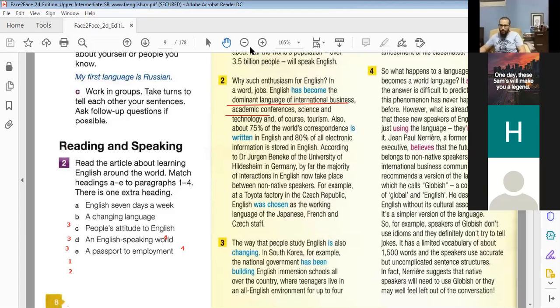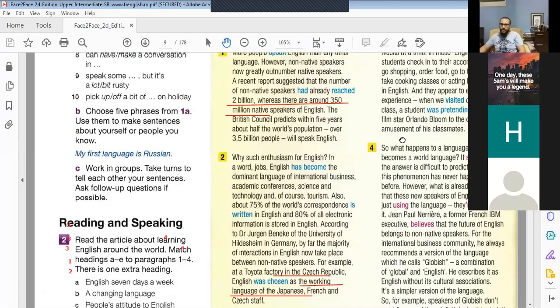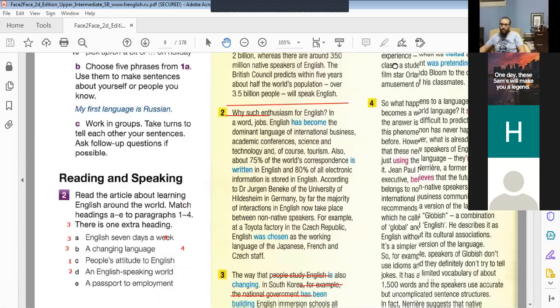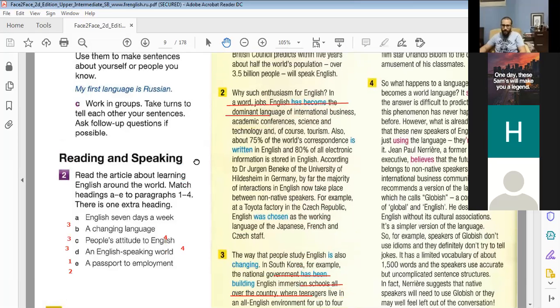Live here. So we have immersion schools, and then it says teenagers live in an all English environment for up to 4 weeks at a time. To get the idea, you live there. This is an immersion system. It seems to be working well in Korea for some reason. So number 3, the correct answer is English 7 days a week.